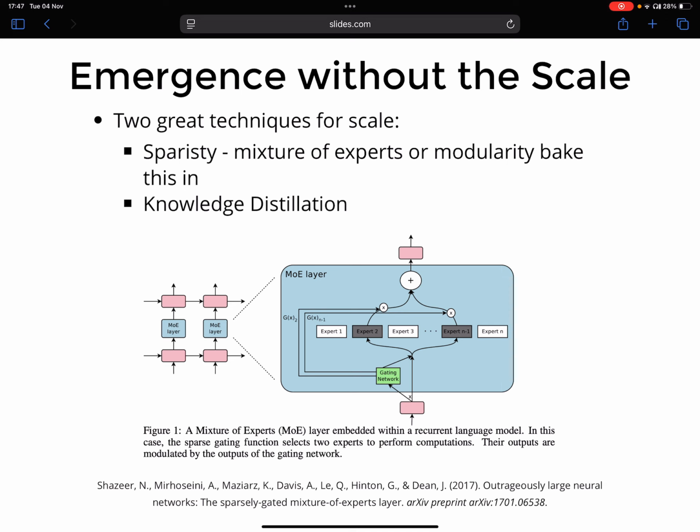Excuse the spelling error there. And the second is knowledge distillation. So what I've got at the bottom here is a figure out of a paper on sparse-gated mixture of expert layers. It came out of Google, and it's Jeffrey Hinton and Jeff Dean's paper from 2017.